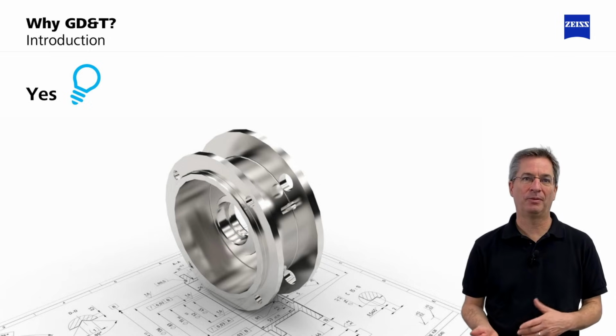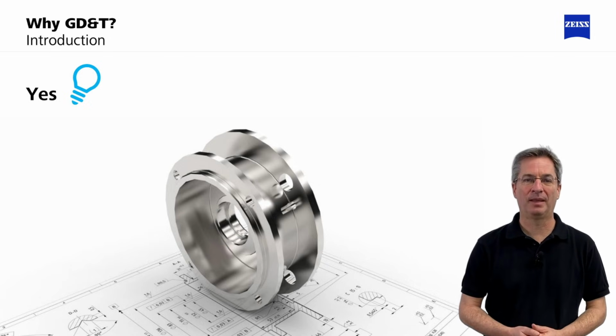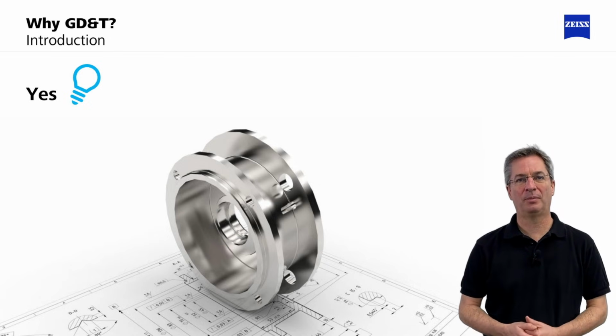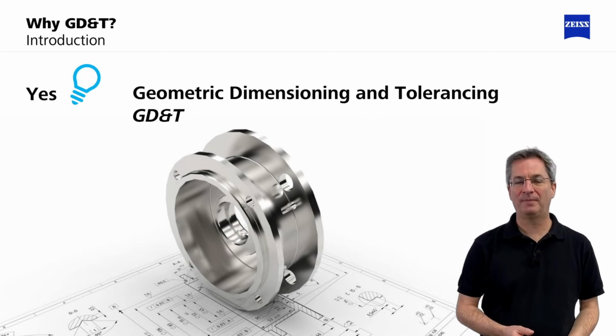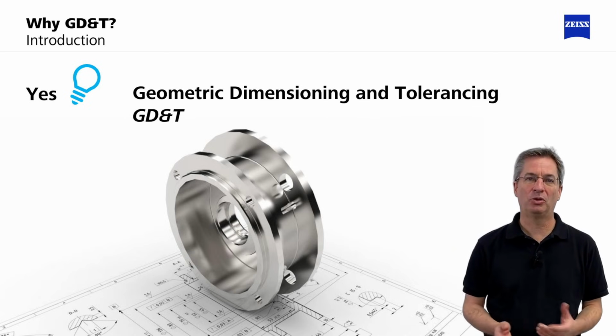The answer is a system, a truly clever system, a set of rules that everyone involved in a supply chain commits to. Geometric dimensioning and tolerancing, short GD&T. And today, I would like to introduce you to this system.